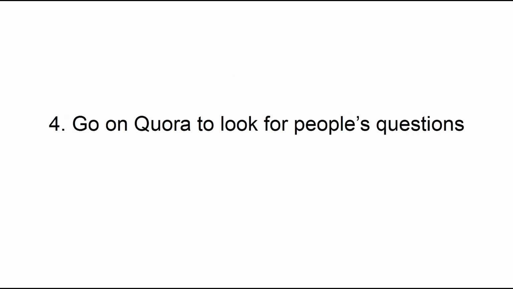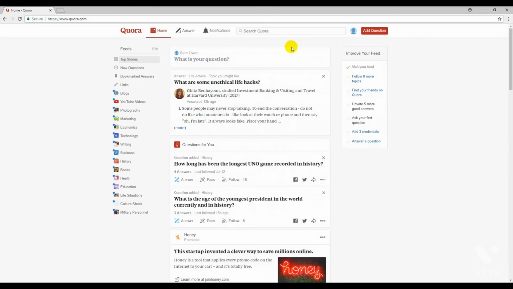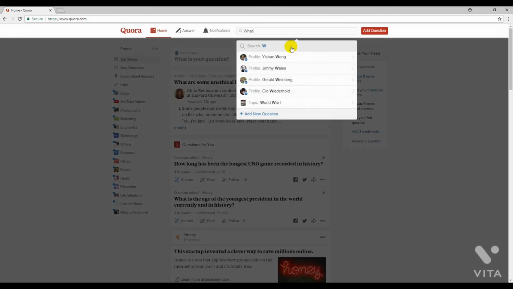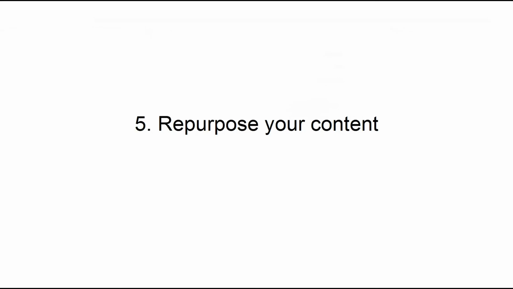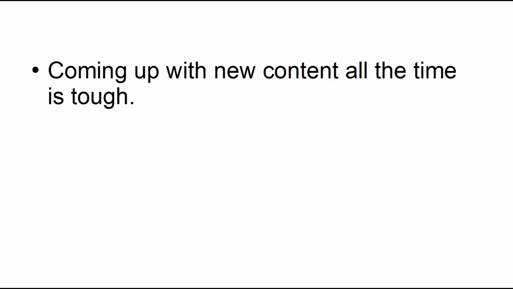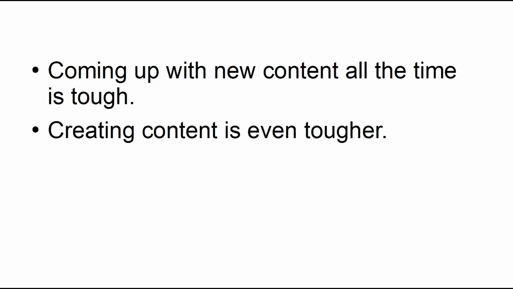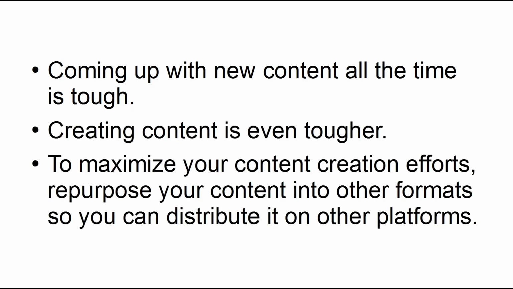Number 4, go on Quora and look for people's questions. People go on Quora to ask questions on practically all sorts of topics. To get ideas, type something on the search bar until you find questions you think your audience may want to know more about. Number 5, repurpose your content. Coming up with new content all the time is tough. Creating content is even tougher. To maximize your content creation efforts, repurpose your content into other formats so you can distribute it on other platforms.